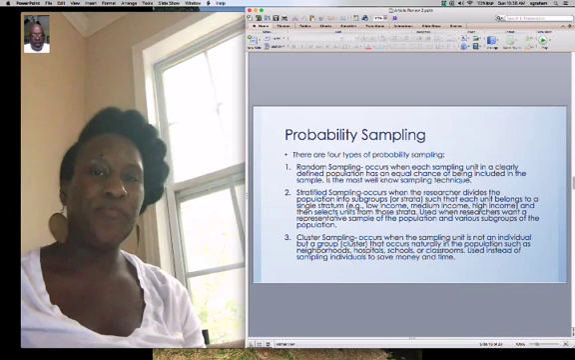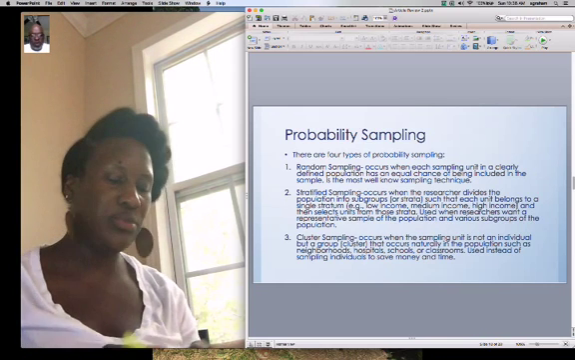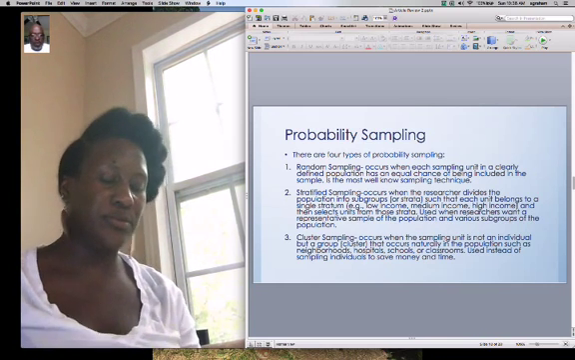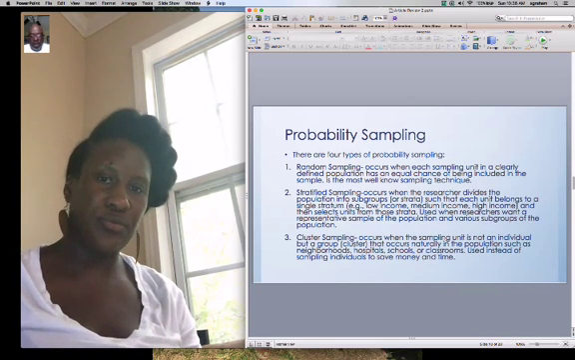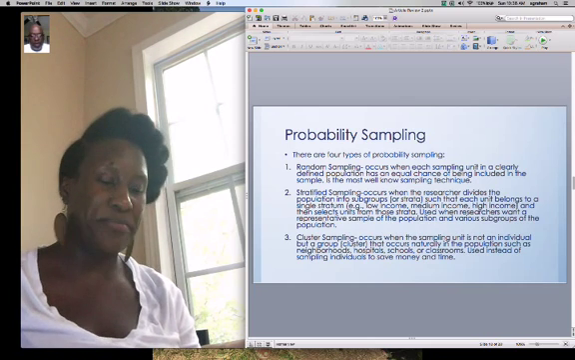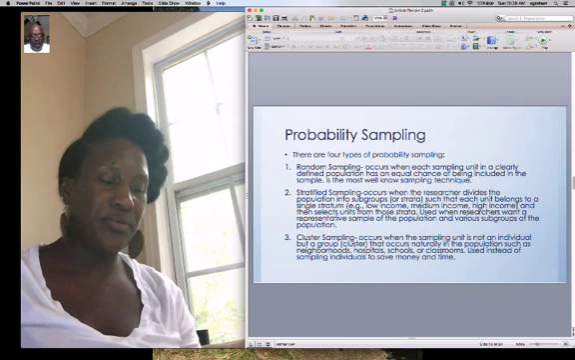And then stratified sampling occurs when the researcher divides the population into subgroups or strata, such that each unit belongs to a single stratum, like low income or middle income. In my case, the majority of my students, 86% of them, are on free and reduced lunch. So again, that's a strata. Cluster sampling occurs when the sampling unit is not an individual, but a group or cluster that occurs naturally in the population, such as a neighborhood, a hospital, school, or classroom.